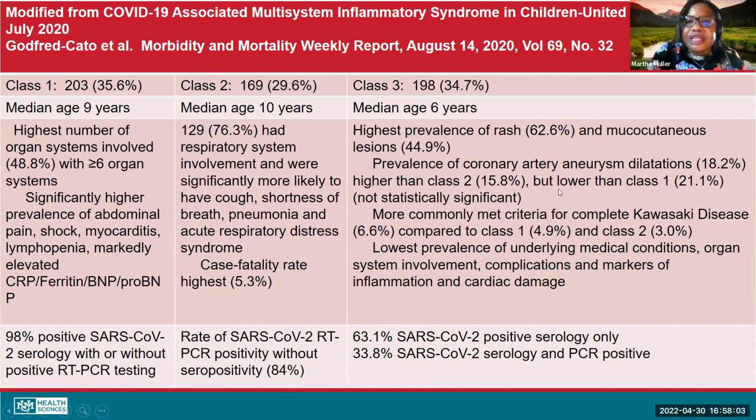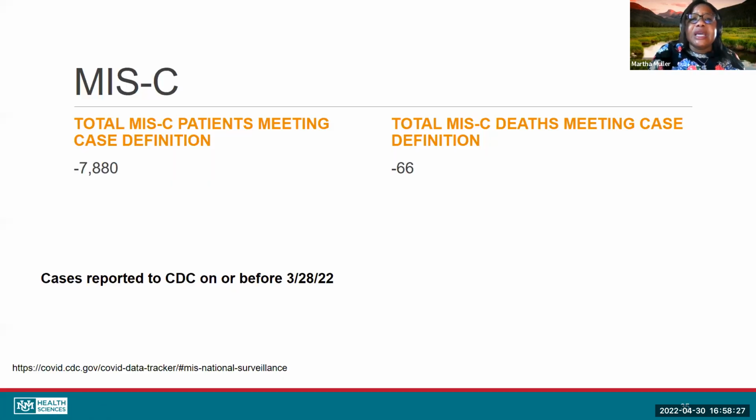And so the question is, were those kiddos actually true MIS-C, or were they more subacute, longer standing COVID? And then this third class, they were a little younger, median age 6 years, and these kiddos tended to look more like our traditional Kawasaki disease kiddos. And 63% or so of them had positive serology only, and about a third of them had both positive serology and PCR. And when we think about MIS-C, it is really thought to be a post-infectious phenomenon, right? And not active COVID-19.